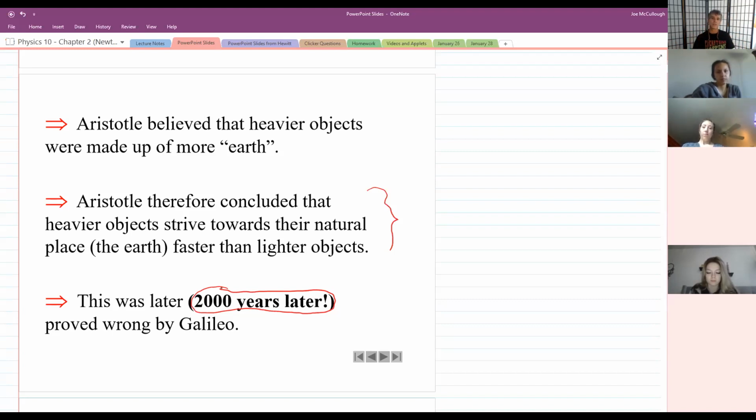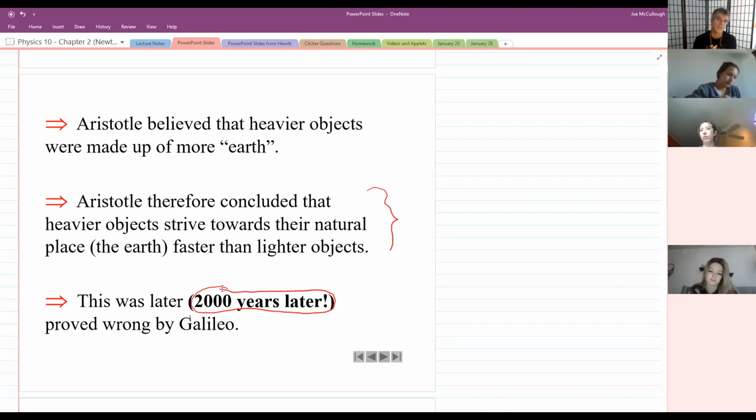But for 2,000 years, we believed that. So if I have a pen and an easy button, this easy button probably weighs 50 times the mass of this pen. What Aristotle would have taught was that if I drop these two objects, the easy button would fall towards the earth 50 times faster. And for 2,000 years, that belief stood, which is a pretty impressive thing.